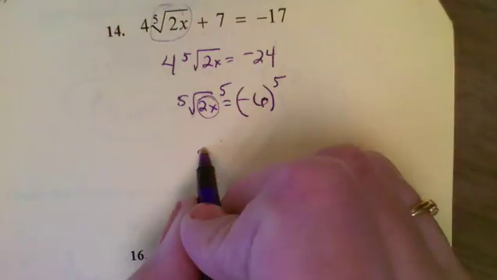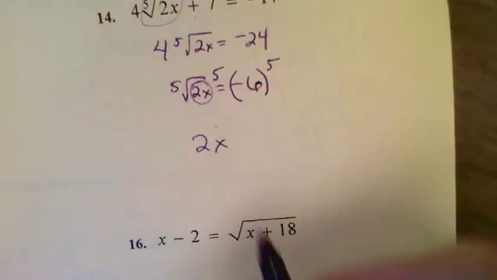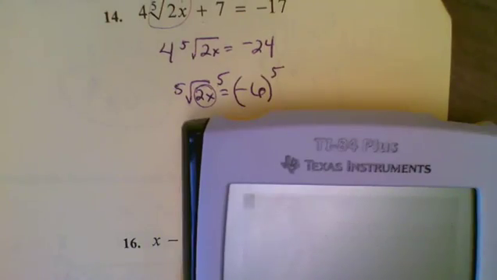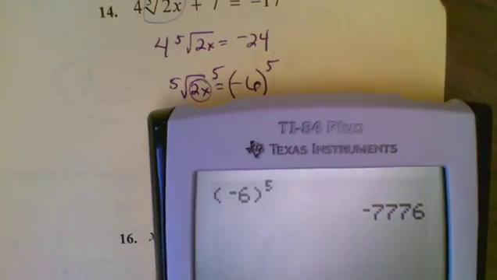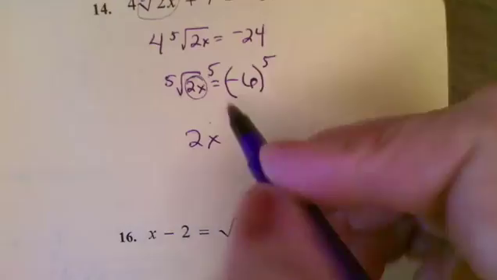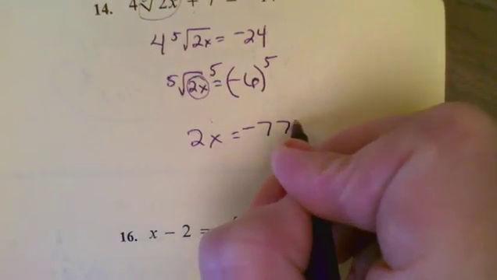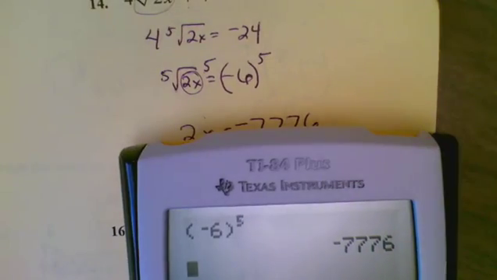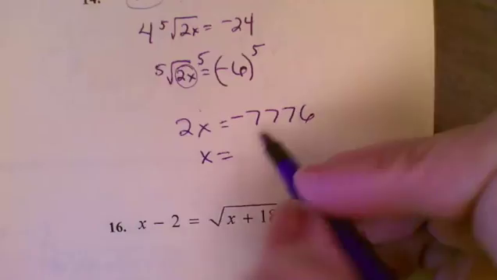So here I'm going to be left with 2x, because all of that's underneath that root. Now I need to take negative 6 to the 5th, so I'll go parentheses, negative 6 raised to the 5th power. I get negative 7776. And now to solve, I just need to divide that by 2. So divide by 2, I get negative 3888.